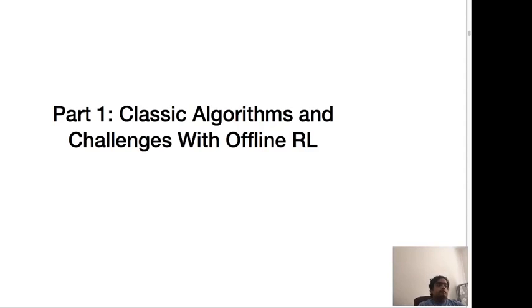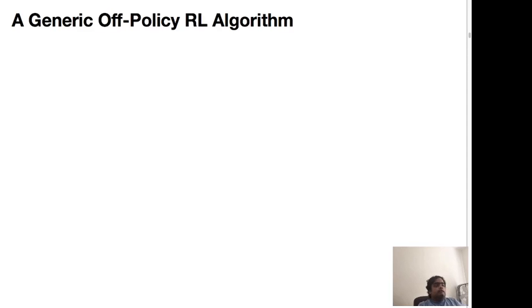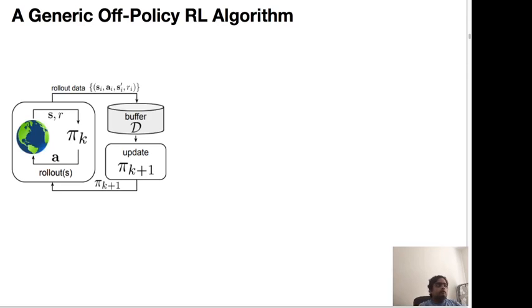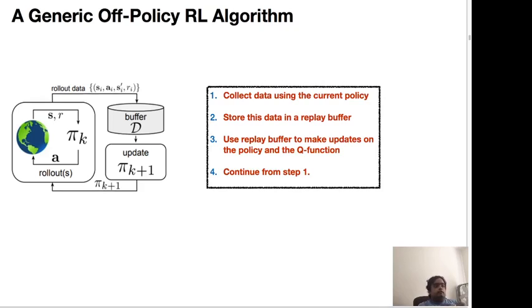So next we'll discuss some classic algorithms as well as challenges with offline RL methods. Let's consider a generic off-policy RL algorithm that we have studied in the class a few lectures ago. Such an algorithm interacts with the environment using a policy, stores the data that it collects in the replay buffer, and then uses this entire replay buffer to update the policy as well as the Q function if it maintains a Q function, and repeats the whole process.